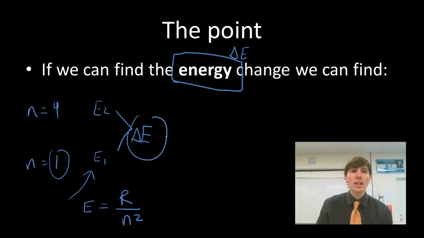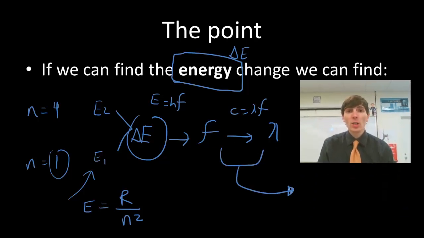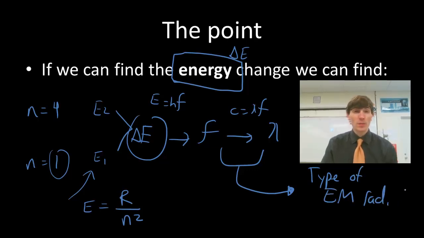When we find that change in energy, we can use it to calculate frequency, using our E equals hf. Once I've found the frequency, I can find the wavelength of that light using the speed of light equation. And once we know these two things, the frequency and the wavelength, I can know what type of light we're talking about, what kind of electromagnetic radiation. Is it visible light, is it radio waves, is it X-rays? What kind of light is associated with that energy and those frequencies and wavelengths? That's kind of the whole point of this.